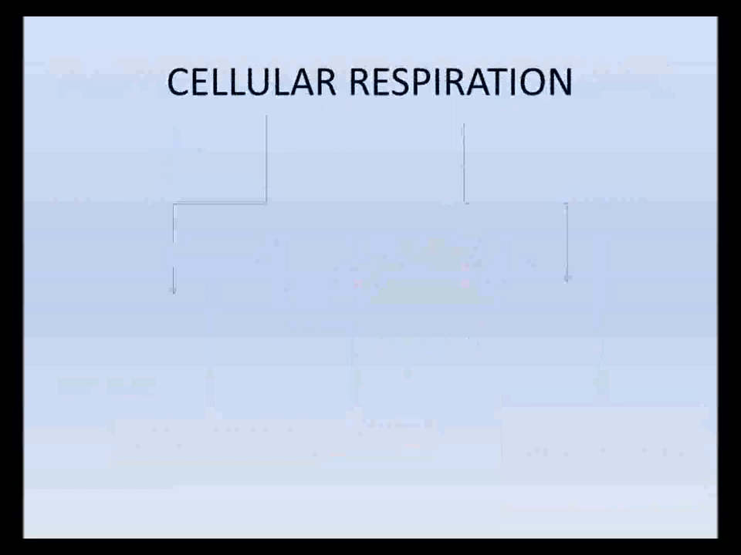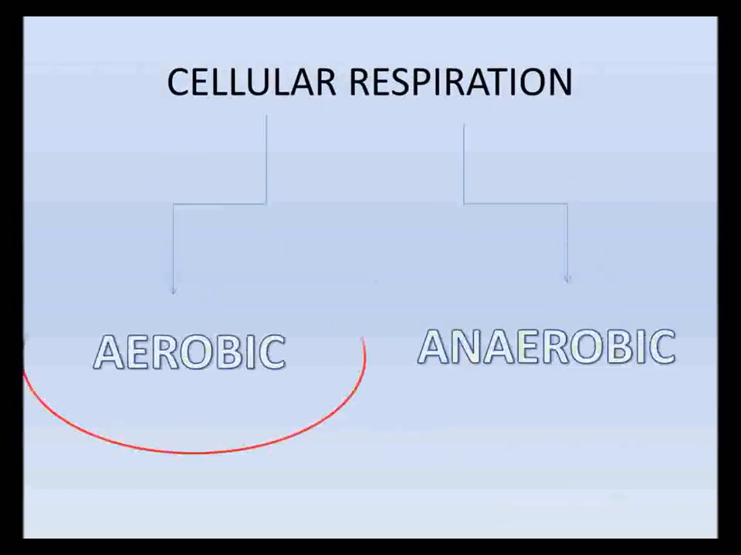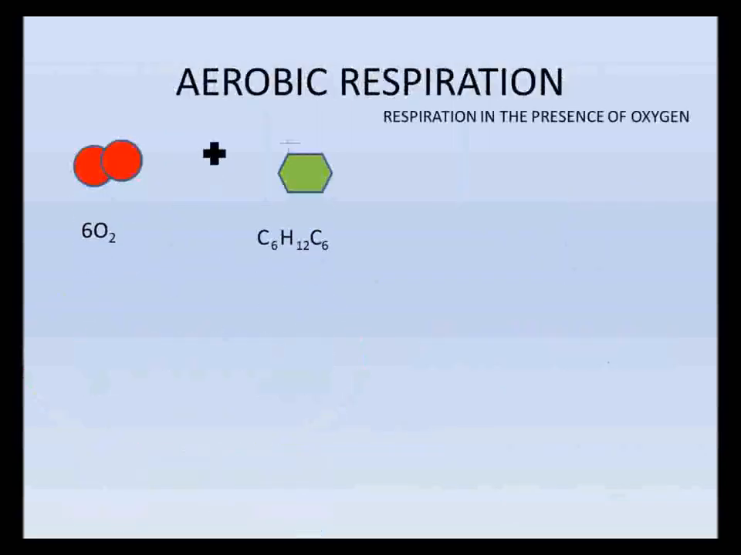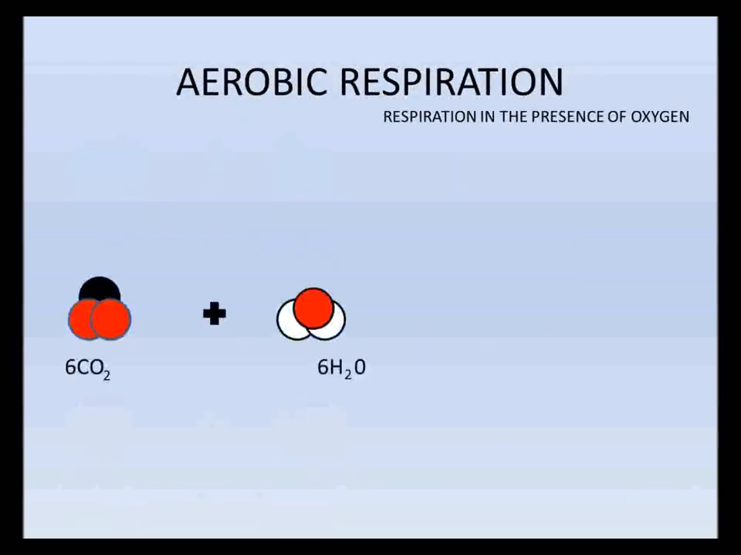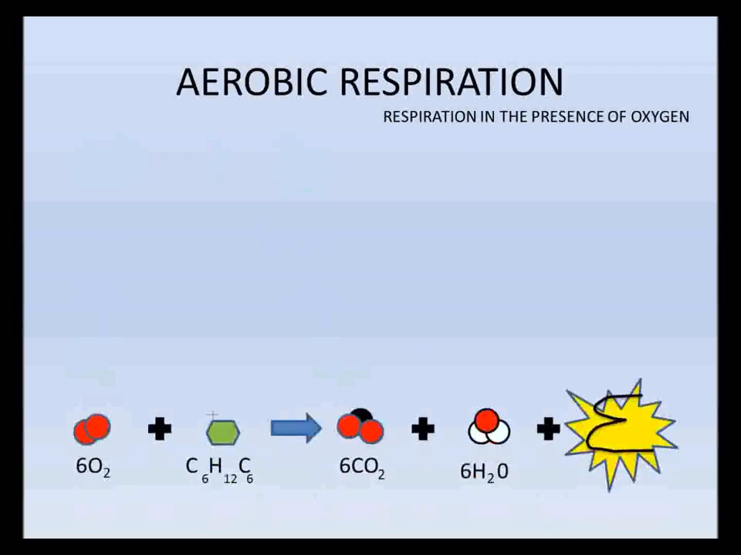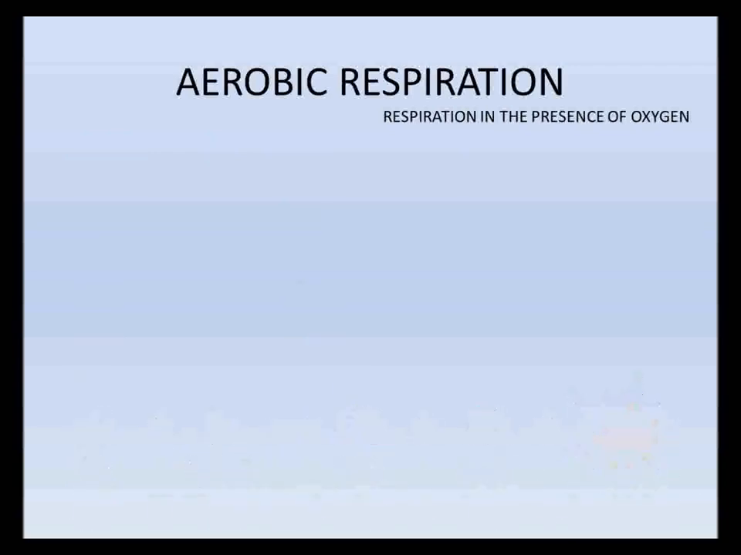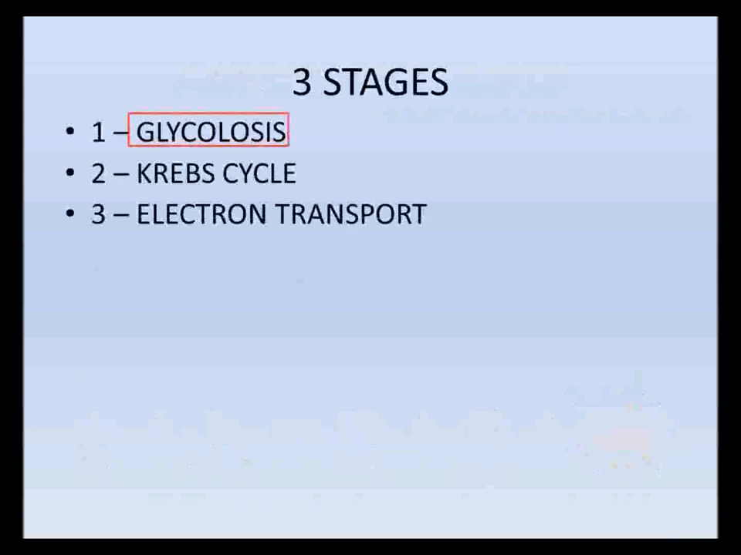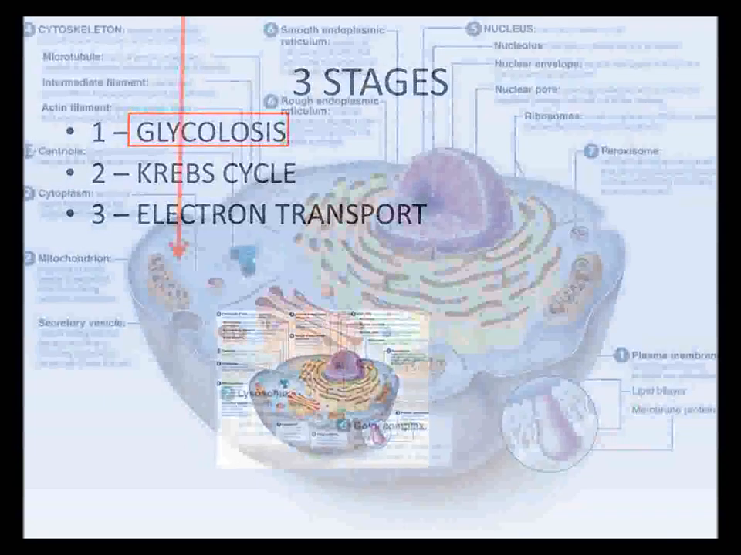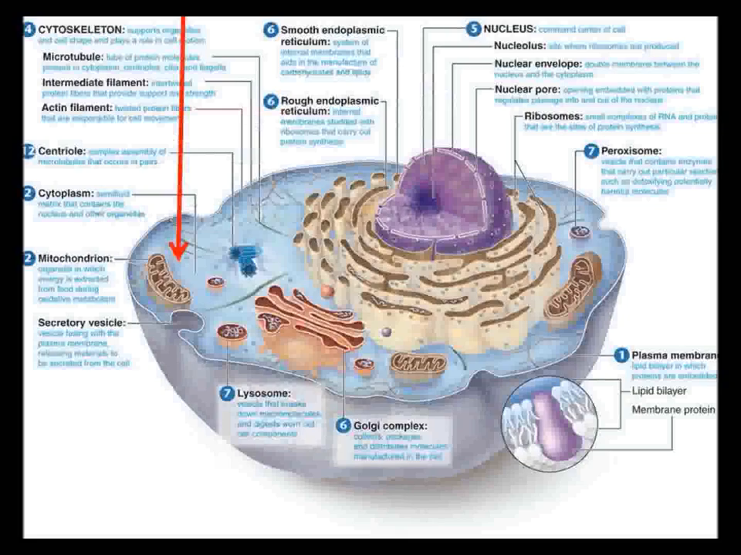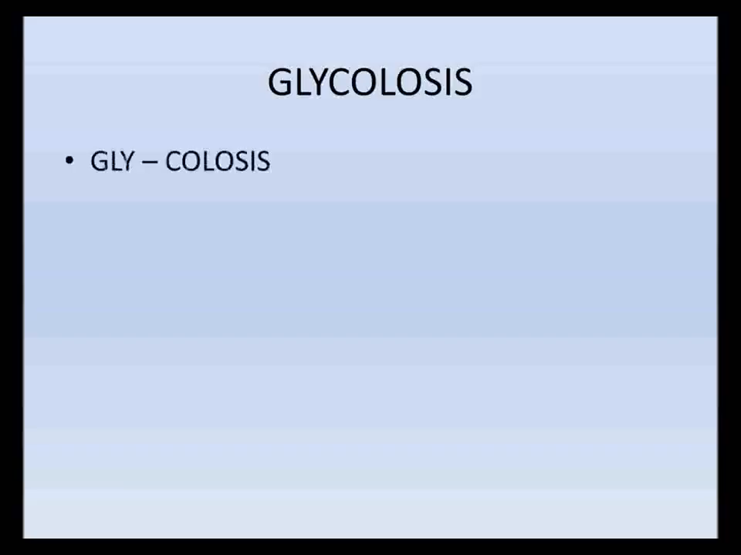One is aerobic respiration. This is respiration that occurs in the presence of oxygen, and it is termed aerobic respiration. In the presence of oxygen, glucose is broken down into carbon dioxide and water. There are three stages to aerobic respiration. The first, glycolysis, occurs right here in the cytosol of cells. Glycolysis literally means sugar breakdown, which is exactly what happens here.